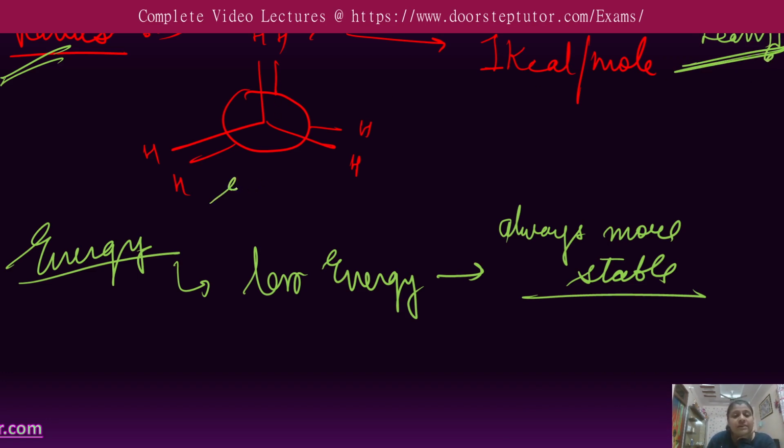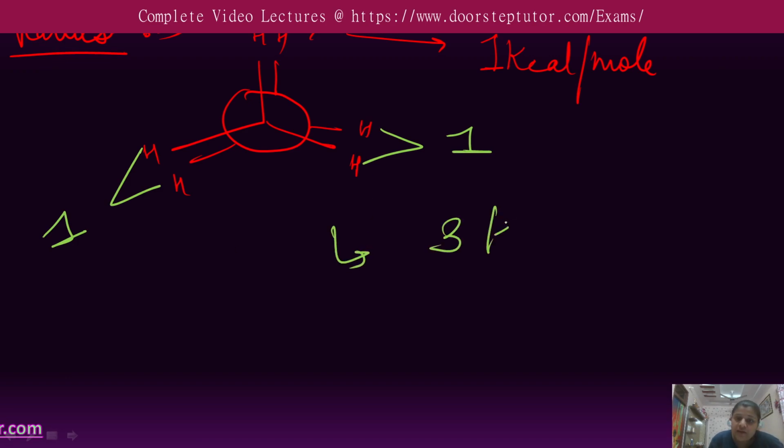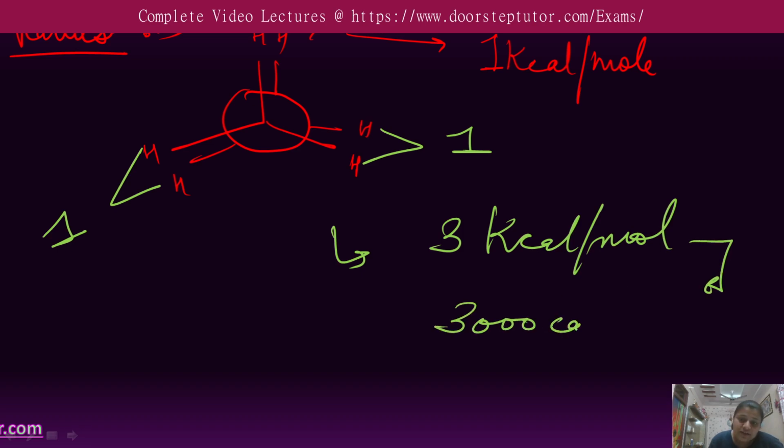In this eclipsed ethane conformer, these particular bonds have an energy of 1 kcal per mole. It means that we have 1 kcal per mole for this and 1 kcal per mole for this. It means the complete molecule has 3 kcal per mole. That can be converted into 3000 calories per mole.